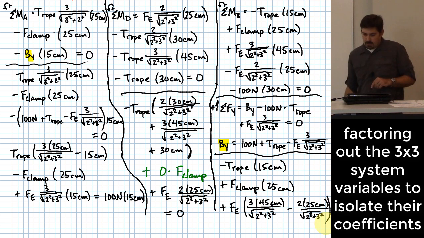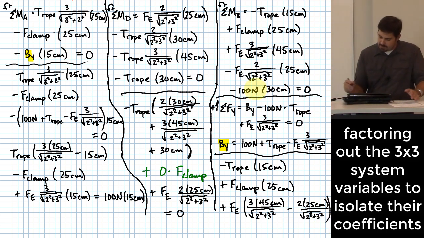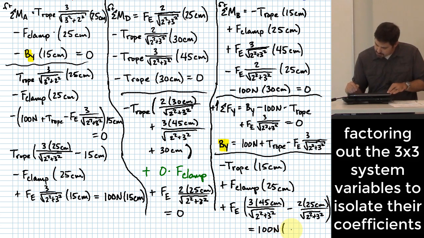Okay, and again, that constant term that's not multiplied by any variable, where do I want that? That's this piece up here. I want to push it to the other side of the equation, which means instead of negative, it's now going to be positive. 100 newtons times 30 centimeters.